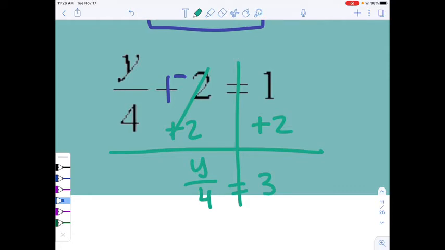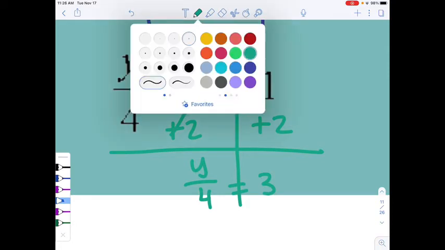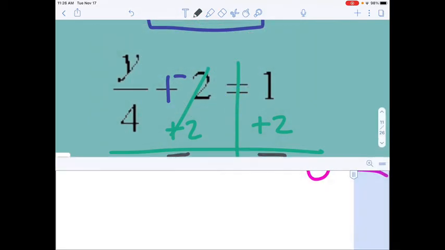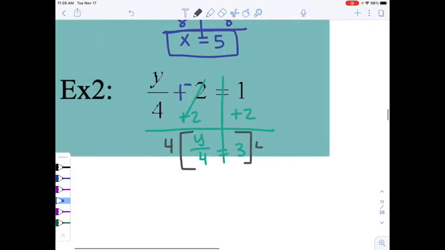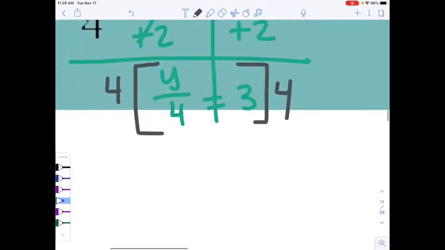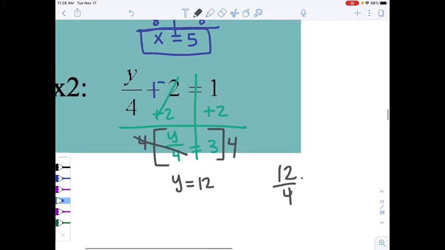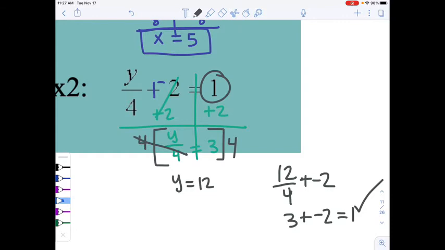Now I want to get rid of that 4 on the bottom, the divided by 4. The opposite of division is multiplication. So I'm going to multiply both sides by 4. That has to happen at least once a video, right? 4 and 4 cancel, so we're left with y equals, and 3 times 4 is 12. Then to check my answer, I plug in 12 for y. So 12 divided by 4 plus negative 2. 12 divided by 4 is 3, plus negative 2 is 1, which is what the answer was. So yep, our answer works. Y is 12.